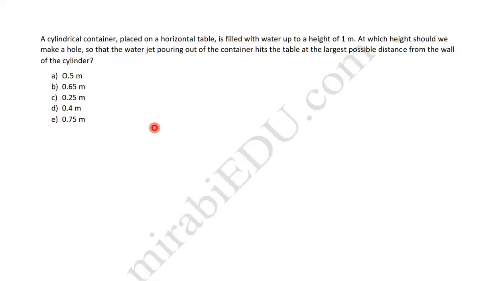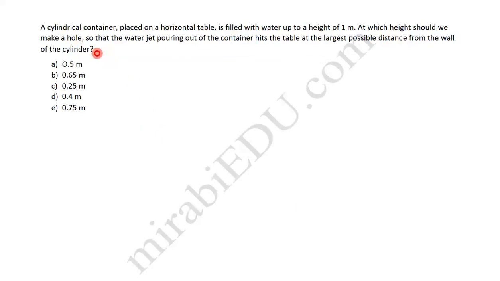I'm going to solve a physics problem from the TOLC exam. So let's read this problem and solve it. A cylindrical container placed on a horizontal table is filled with water up to a height of 1 meter. At which height should we make a hole so that the water jet pouring out of the container hits the table at the largest possible distance from the wall of the cylinder?